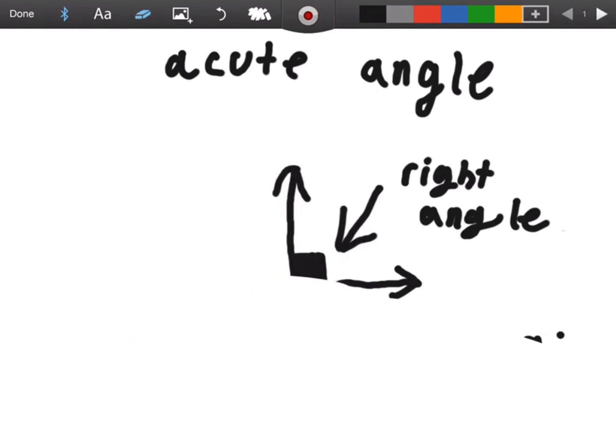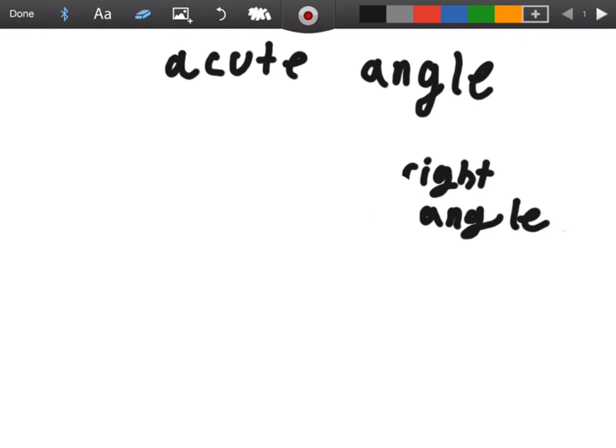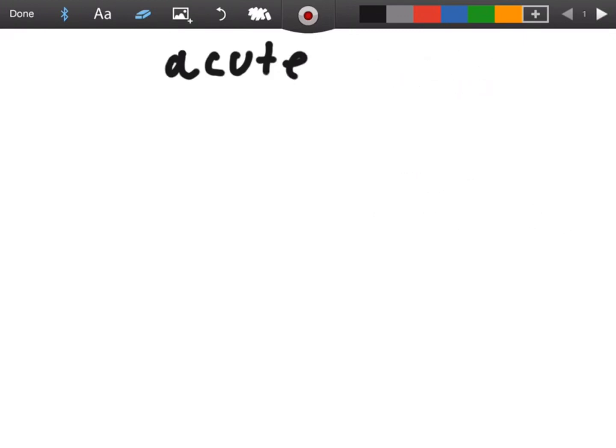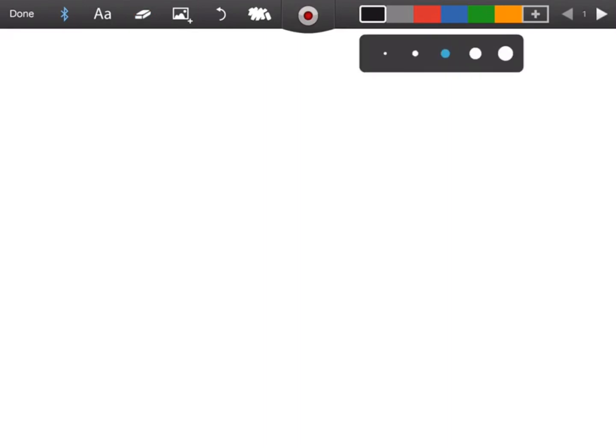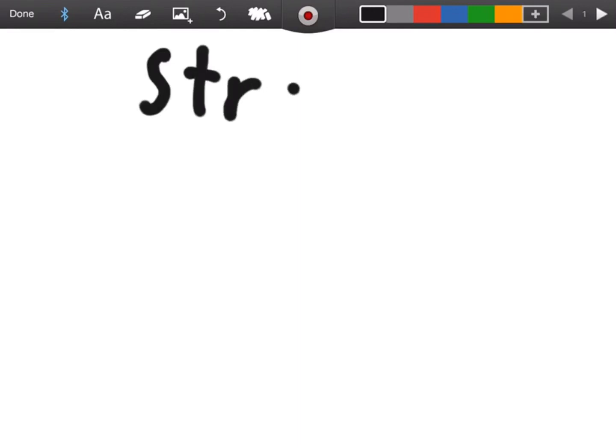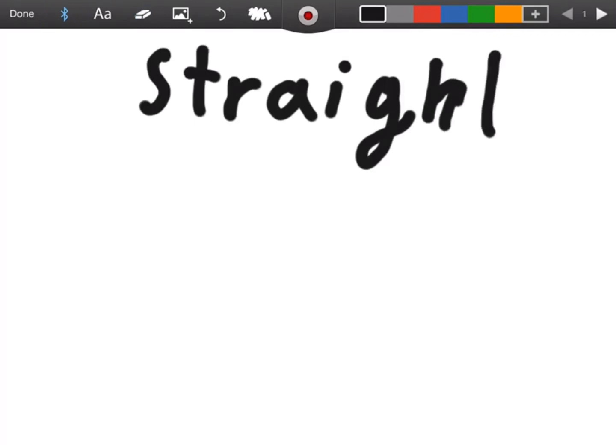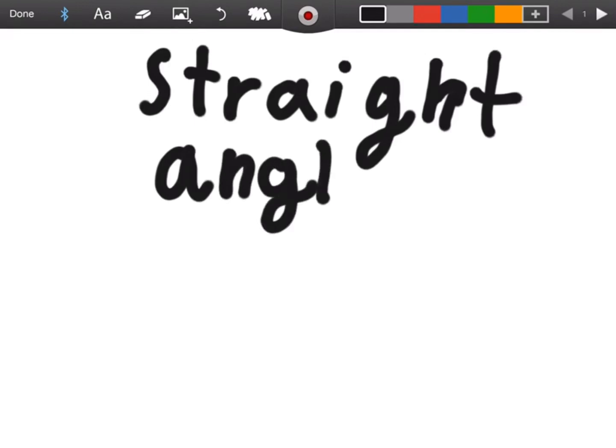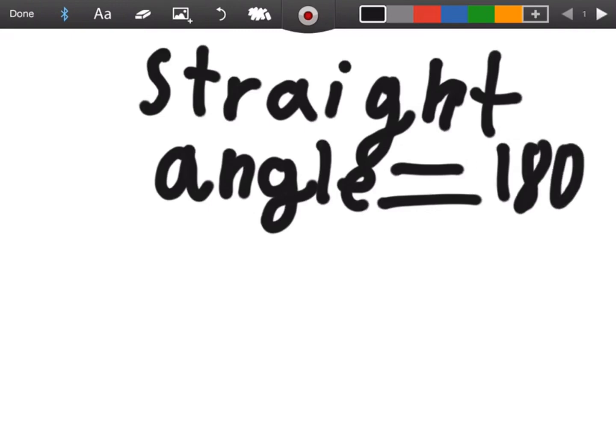And there's one last angle that I haven't mentioned. I mentioned there's only 3, but there's actually a 4th one. Do you guys know what it's called? It's called a straight angle. And that is always equivalent to 180 degrees. It's always equivalent. It can't be more or less.